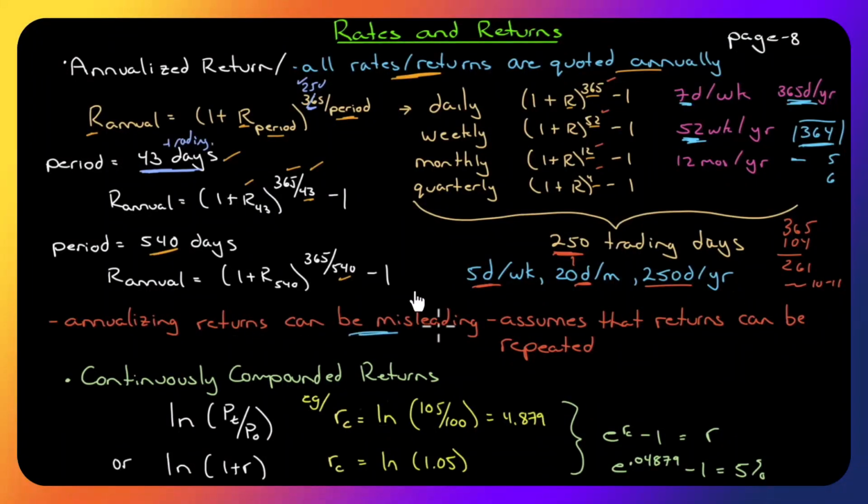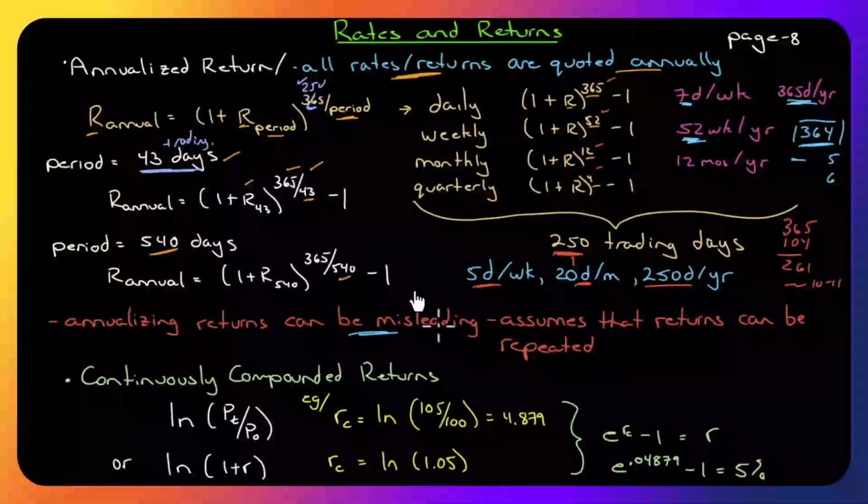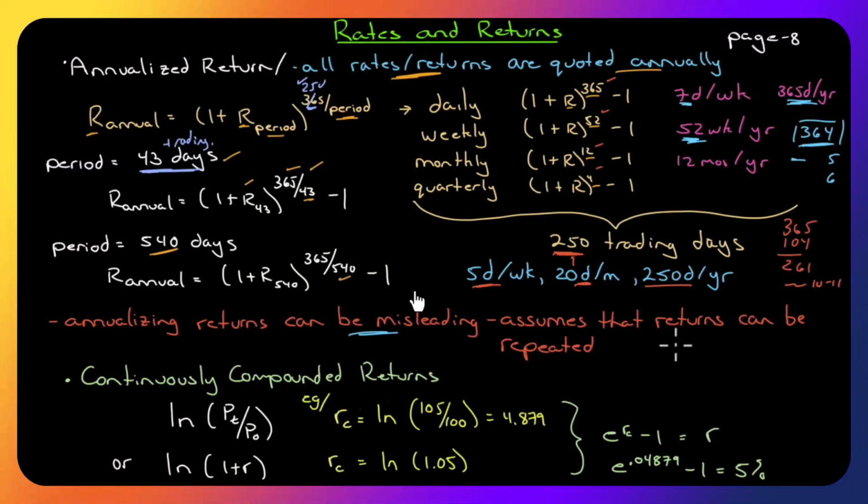Annualizing returns can be misleading because it assumes that returns can be repeated. So let's say that you buy something on Monday and it was a great week, and on Friday you sell it 5 days later and you got 8% in 1 week. Well, annualizing it to say this is my return on an annualized basis would be misleading, because the question would be, yeah, but can you keep getting 8% every single week? Probably not. So it can be misleading, especially when you have periods with really bad performance or really good performance.